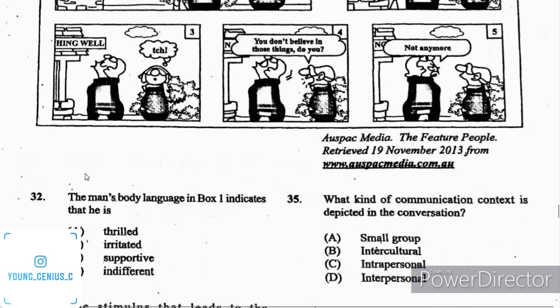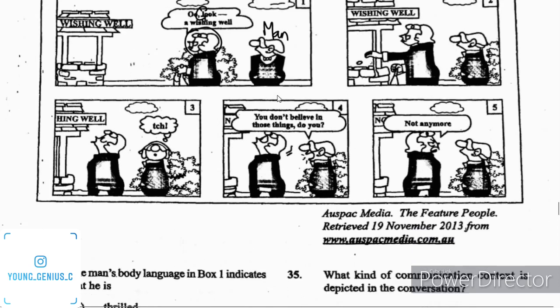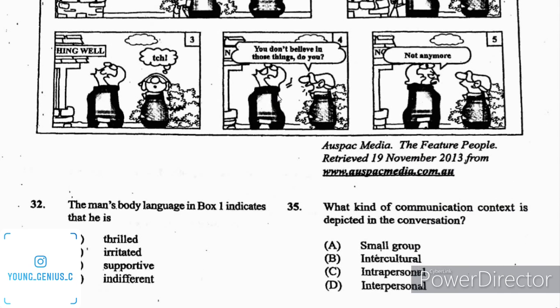So we're going down now to 32, 33. All right. So, first of all, I'm going to guess that this is a woman, girl, and this is the man. Let's just say that. The woman says, "Oh, look, a wishing well." She goes over to the wishing well and tosses a coin in. This, I'm guessing he hisses his teeth, and he says, "You don't believe in those things, do you?" The woman says, "Not anymore. I wonder what she was wishing for."